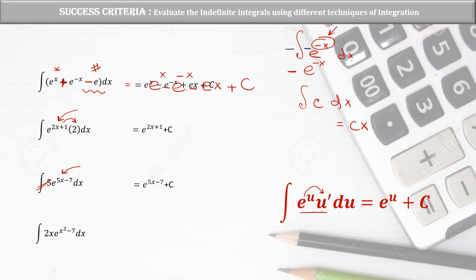Let's try the last one. e to the power x squared minus 7. Focus on the power. The derivative of the power is 2x, and 2x is written beside e to the power x squared minus 7. So the whole form of e to the power u times u prime is there. So the answer is only e to the power x squared minus 7.